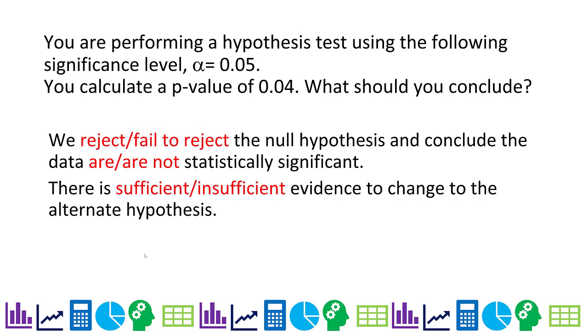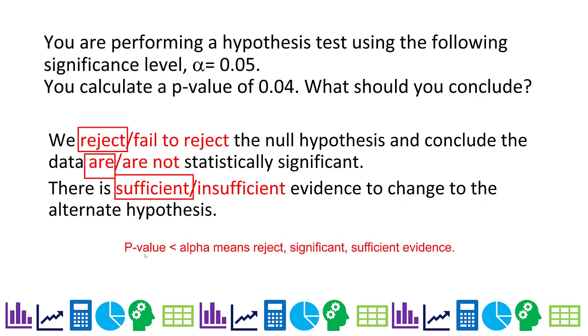Okay, now you have a p-value of 0.04. What should you conclude? Well, this time it's less than our alpha. So that's surprising. So we're saying, oh, we're going to reject our assumptions. We have significant data and sufficient evidence. So if your p-value is less than alpha, that means reject, it's significant, and you have sufficient evidence.